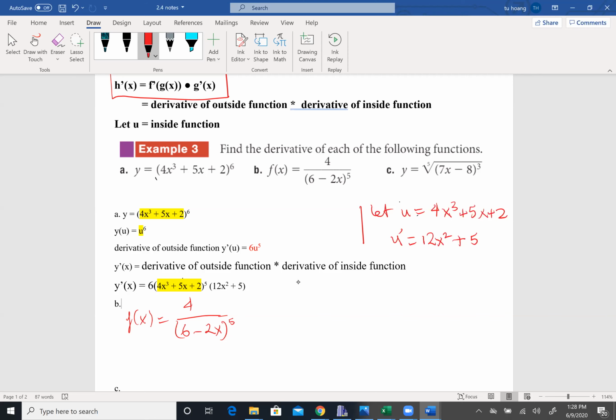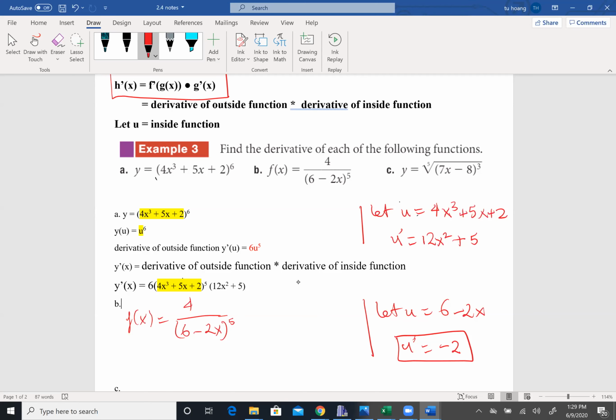This could be rewritten as a composition function. So I would like to let u become the inside function in here. What is that going to be? 6 minus 2x. And then I would like to find the derivative of the inside function, which is u prime. Right away that gives you -2, because 6 becomes 0, right? So now you have u prime already, which is the derivative of the inside function.